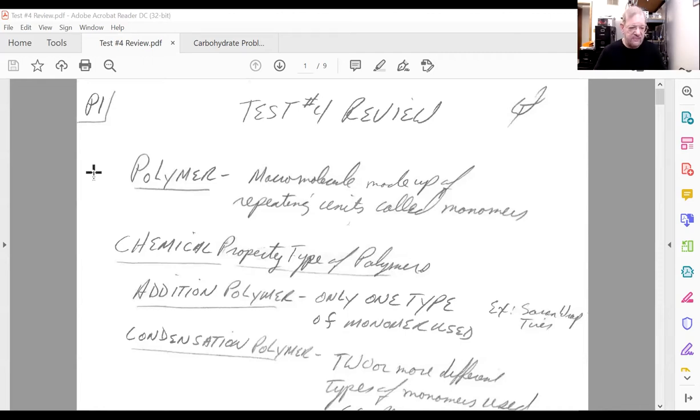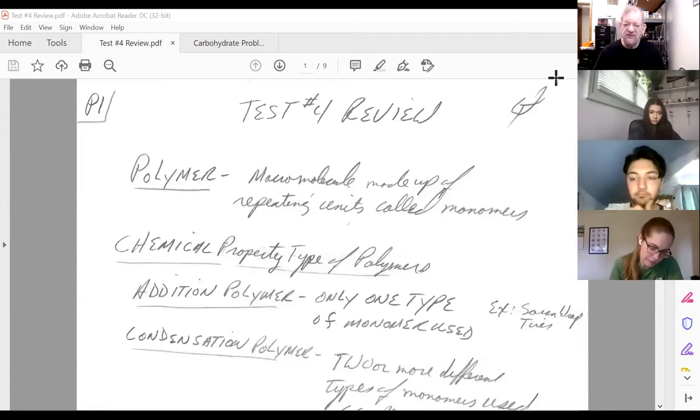Now, you should know what is a polymer. In this chapter, I'm going to ask you to learn some definitions, and I think they're important definitions, which is why I'm asking you to learn that. Don't forget, everything you see here in the test four review is available as a PDF file in the lecture section of D2L for this course.